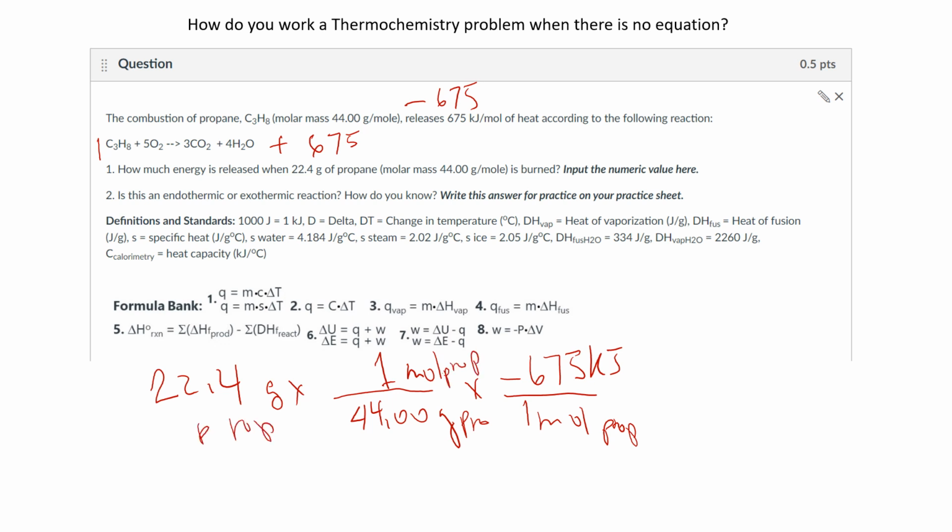So if we punch this number through on a calculator, we will get a negative 344 kilojoules. And since it's negative, it's exothermic. And we knew that before we started because it said released. So that's how we do it. Simply do a dimensional analysis and you'll get your answer.